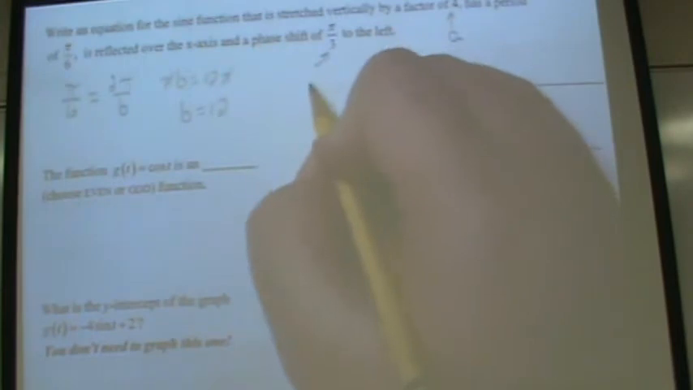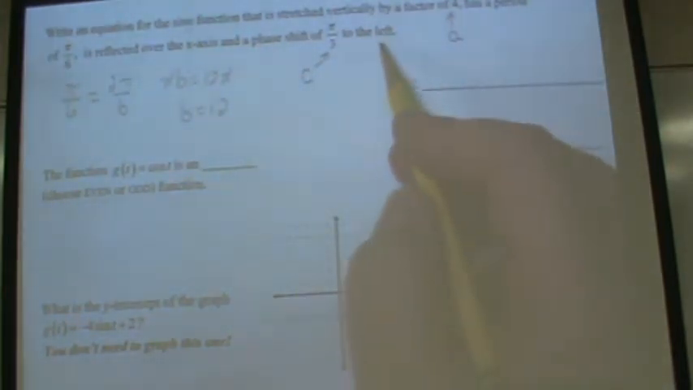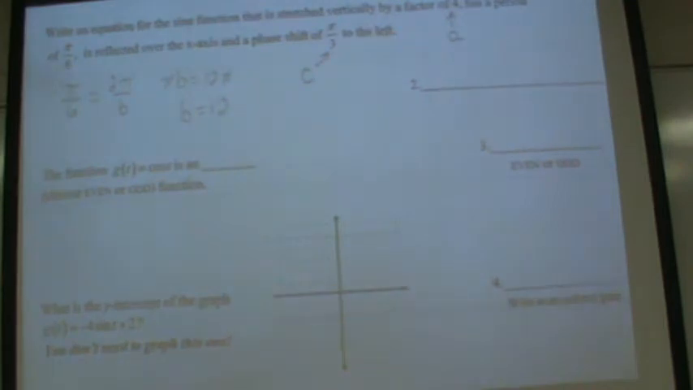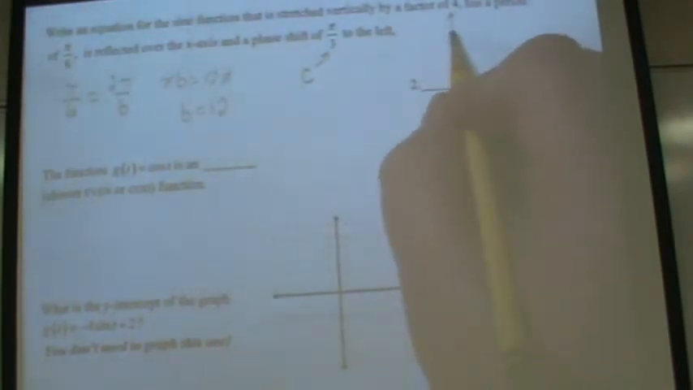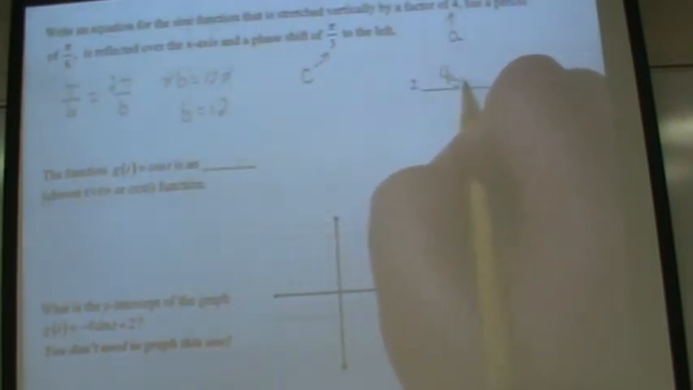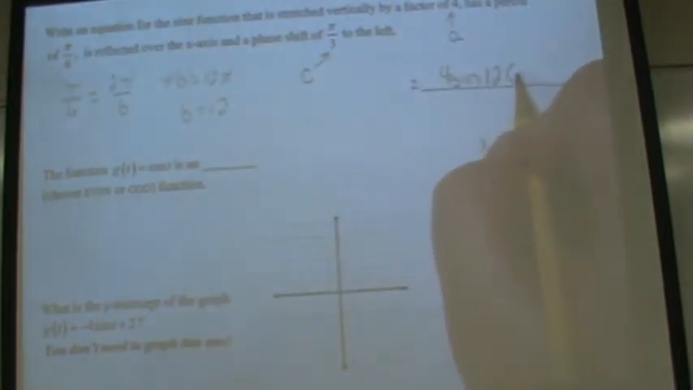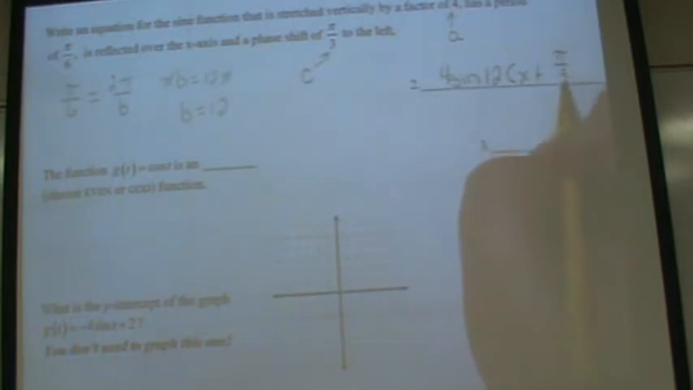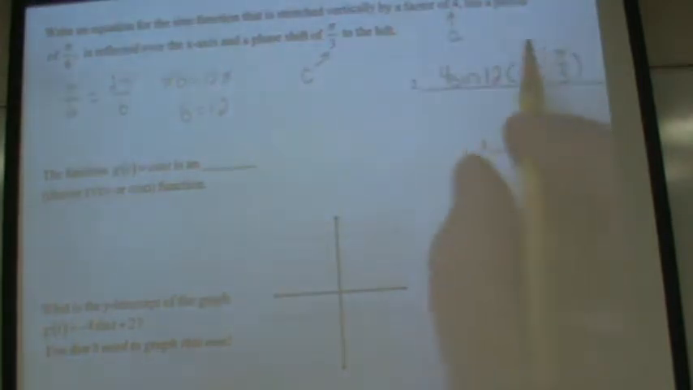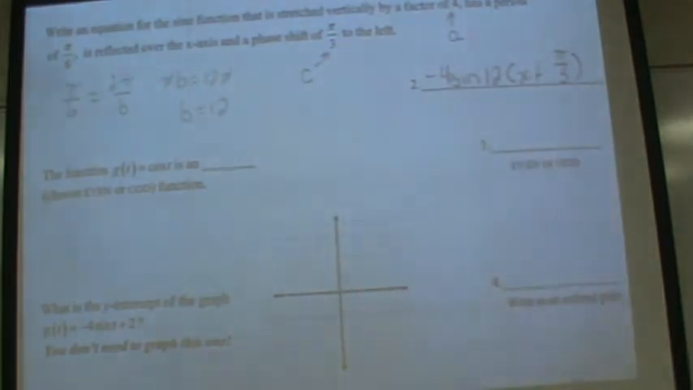And then we have a phase shift of pi over 3. That's our C value, and it's to the left, so that's telling us that we're going to be adding that C value. So when we actually write this all out, our A value is 4. We're writing it for the sine function. Our B value is 12 times x, and then we're adding that phase shift of pi over 3 because it's to the left. And again, we have that reflected over the x-axis, so it's a negative 4. And there is no vertical shift up or down, so it's plus 0.